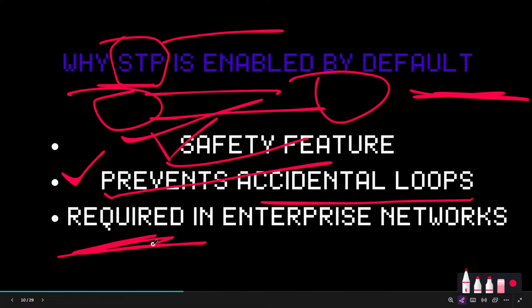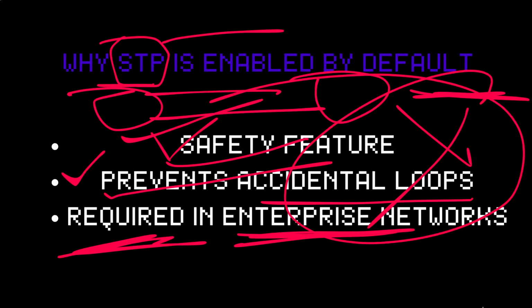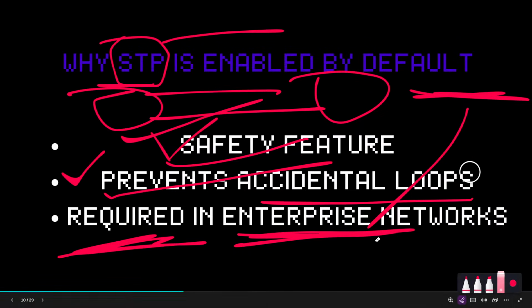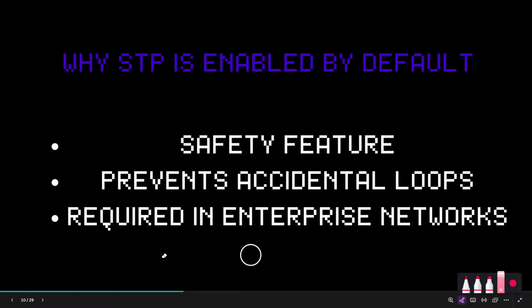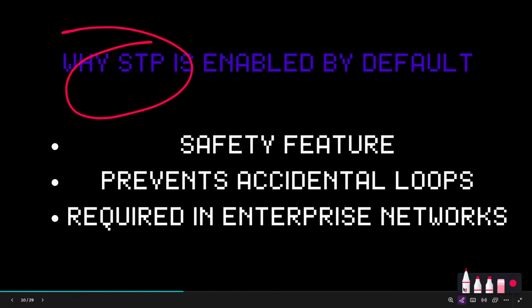It is required in an enterprise network and not in a home network because that's not that big. Do you guys know a reason why we don't need STP in the home network? Because the traffic is quite less. Okay.